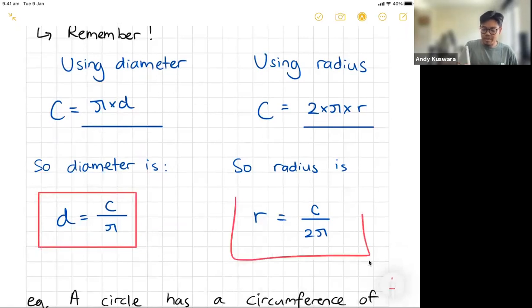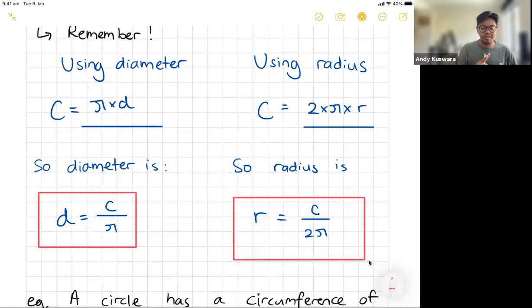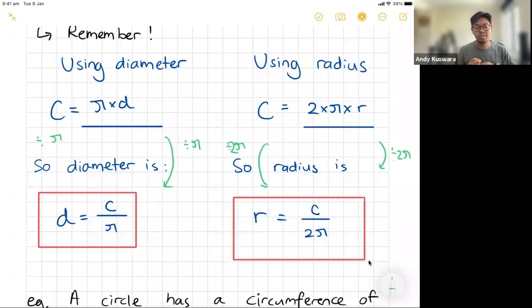These are helpful, but it's not as helpful as realizing how we rearrange them. From here to here, all we did was divide both sides by pi. And here, we divided by 2 pi on both sides, just to rearrange to get whatever we want. If we want radius, I'm rearranging to get r. If I want diameter, I'm rearranging to get d, but let's not stress on that too much. Let's focus on the questions that they might give you.